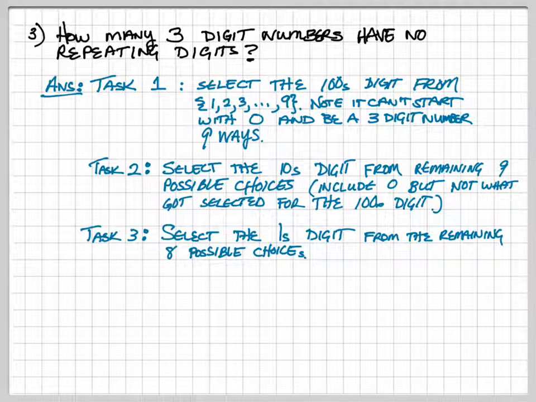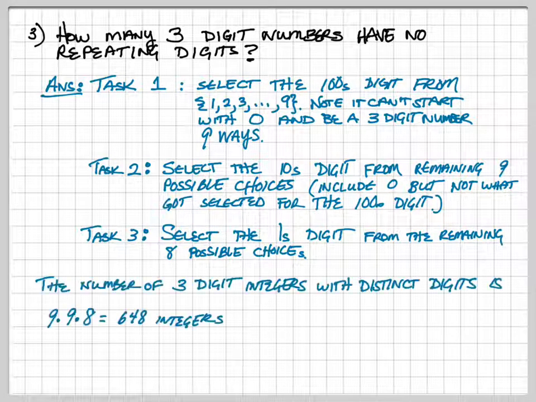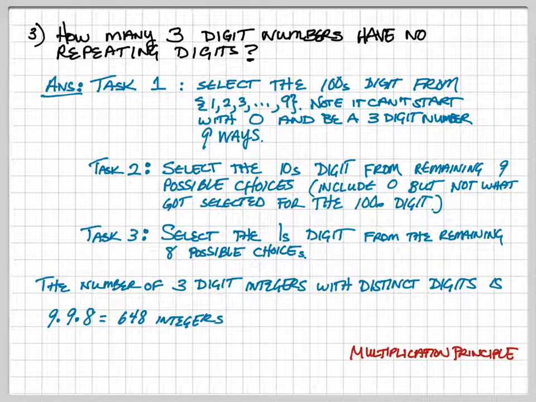Task 3 is to select the ones digit, and you can pick anything except what already exists in the hundreds and the tens digit. So there are 8 possible choices. That means the total number of 3-digit integers with distinct digits, meaning they don't have repeating digits, is by the multiplication principle, 9 times 9 times 8, which is 648 integers. Okay, so that is another example of the multiplication principle.